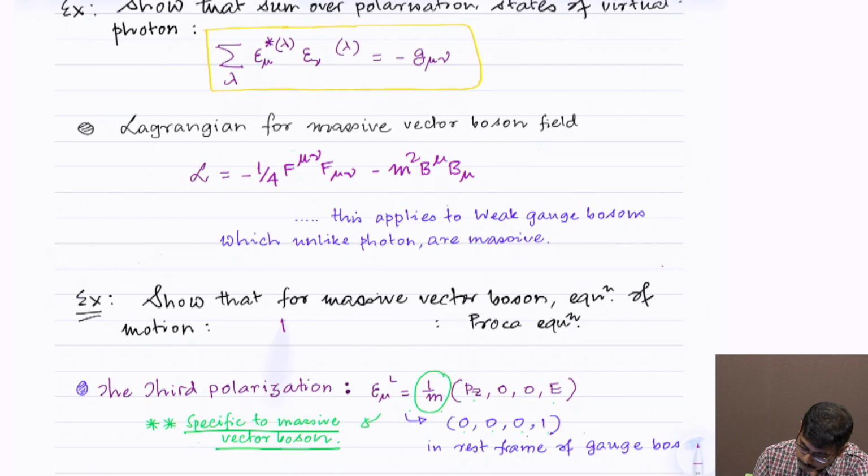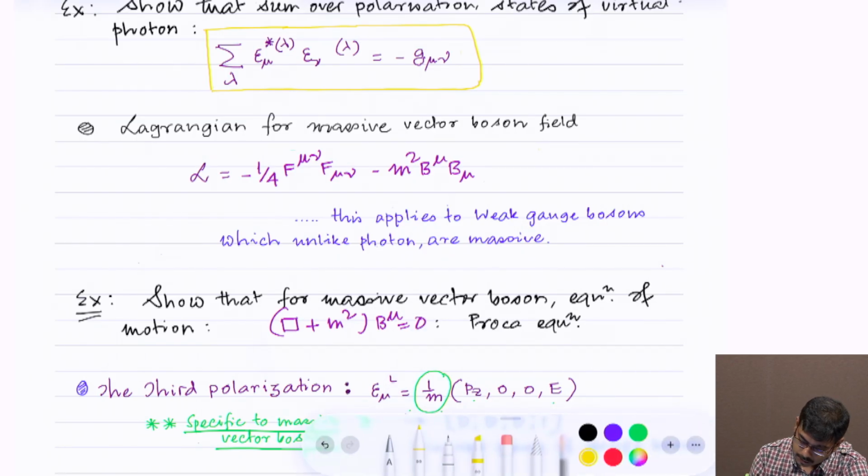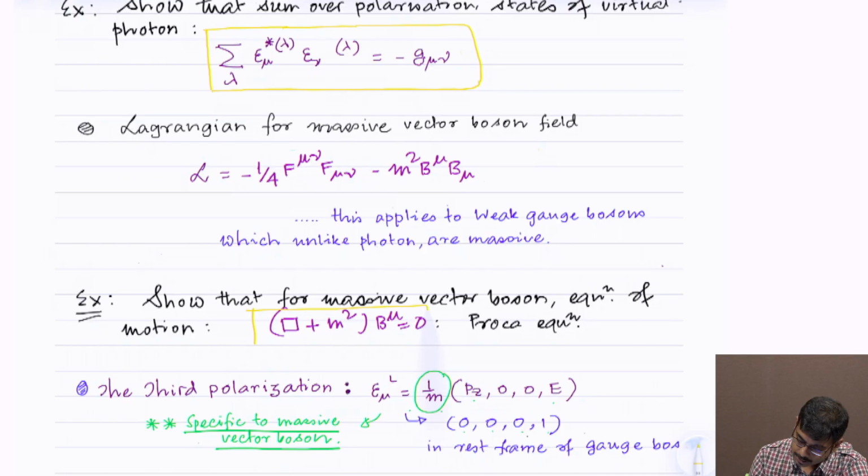Now, if you write the equation of motion, then this equation of motion turns out to be not box B mu equal to 0, but rather box plus m square acting on B mu is equal to 0, and this is what is called the Proca equation. So, this is something that you can derive for the massive vector boson field.